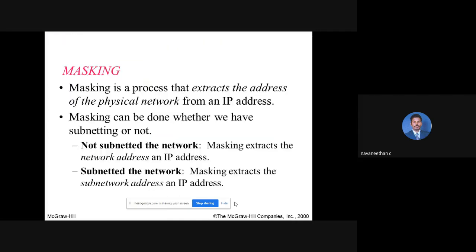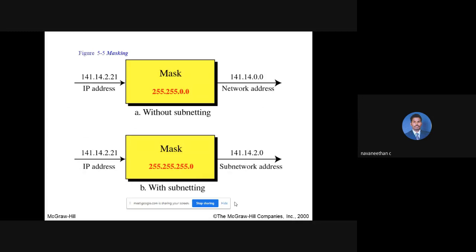But how to calculate this? Very simple. We perform masking. What is the meaning of masking? Basically, it is a process that can extract the address of the physical network from an IP address. Suppose it is subnetted or not subnetted, how do we identify it? Very simple. Just look at this one. Here we have an IP address 141.14.2.21. If it is not subnetted, identify its class. Based on its class, we say whether it is subnetted or not. It is a class B address, so 141.14. If it is not subnetted, automatically we will write 0.0. If it is subnetted, depending upon the mask range, we have to identify its subnet address.